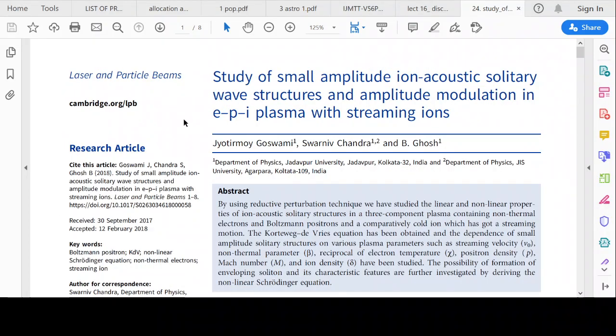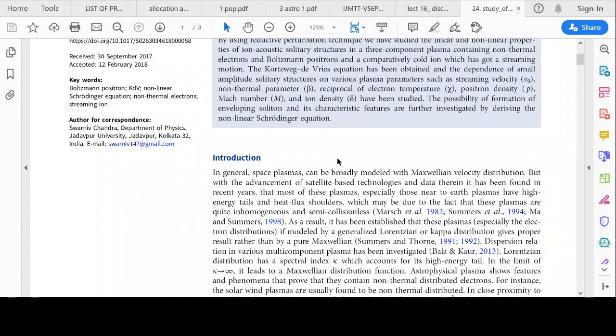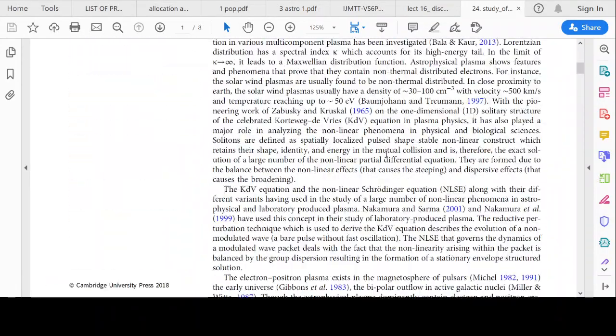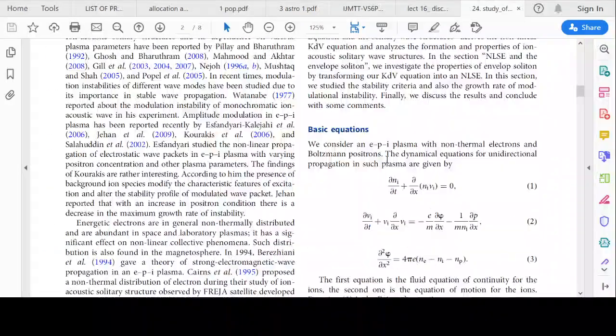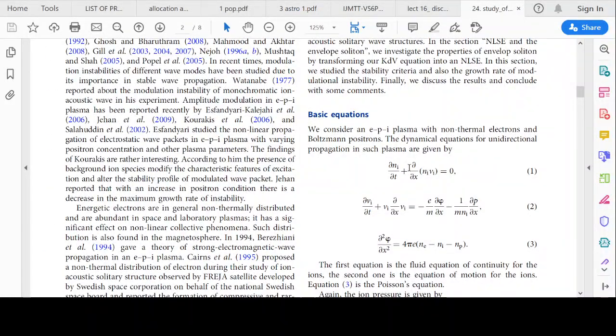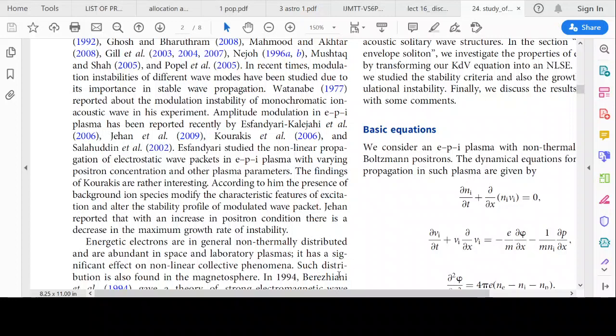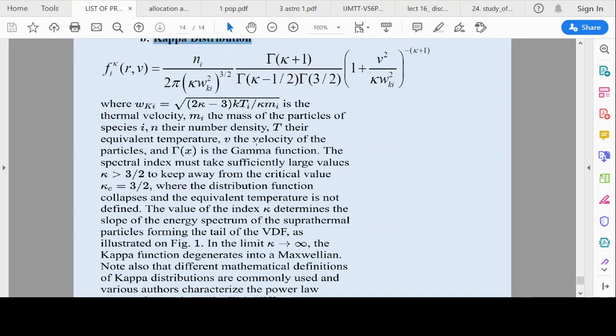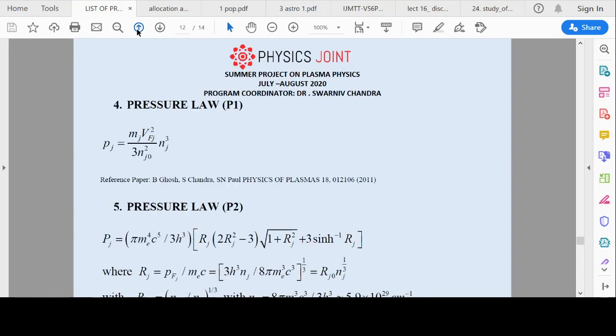Well, here in one of our papers, you have the ion acoustic mode. As I have said, you only consider the equation of ion. You see, the continuity equation of ion, the momentum equation. You have got the pressure here, and it's the Poisson's equation.